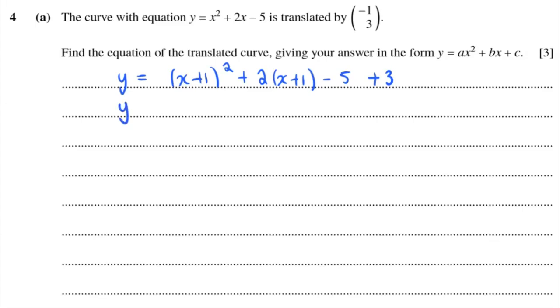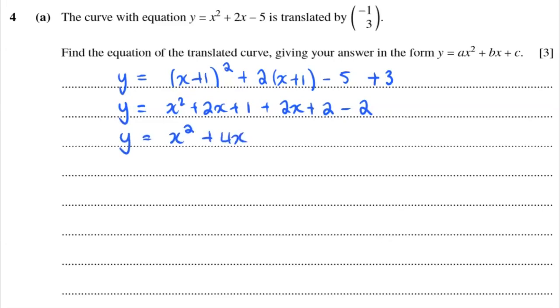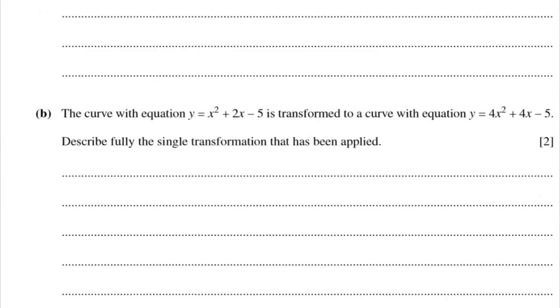Let's get to it. y is equal to x squared plus 2x plus 1 plus 2x plus 2. And we've got minus 5 plus 3, which is just minus 2, right? All right, so what have we got here? We should be finished now. We've got x squared. We've got a 2x plus a 2x makes a 4x. And we've got a 1 plus a 2 minus a 2, which is just a 1. And we are done. Moving on to part B.